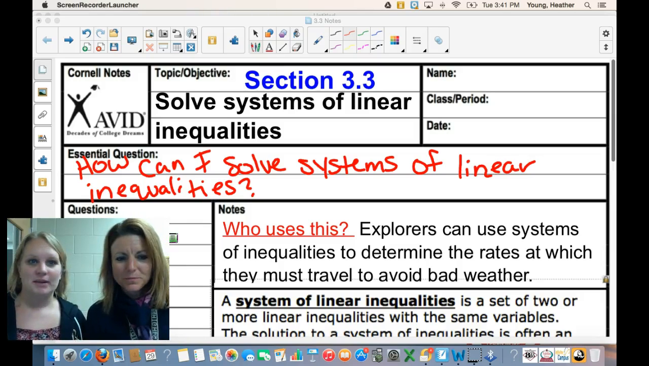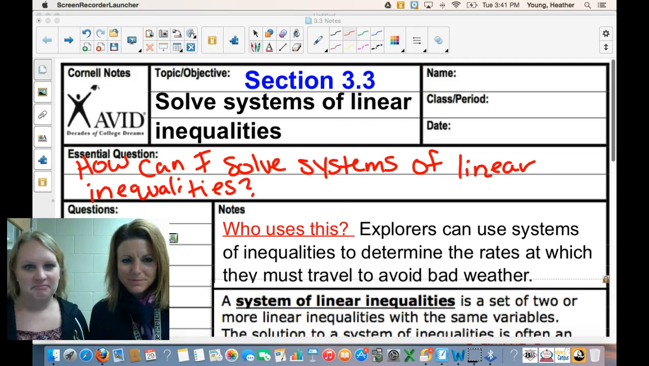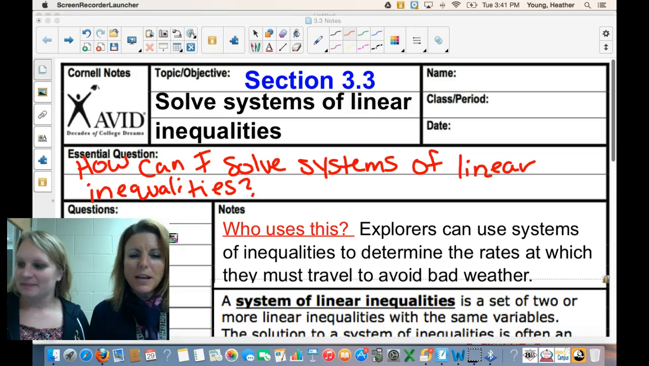All right, today our topic is solving systems of linear inequalities. So our essential question is, how can I solve systems of linear inequalities? Exactly, so you should be writing that down right now.